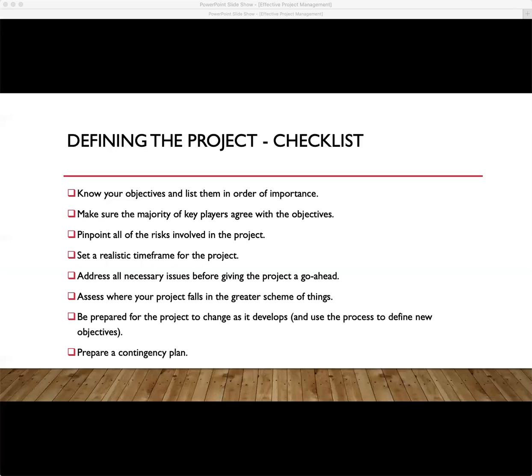Now, the fun part, the checklist. On your checklist, you should be able to, as you go through your project, check off each one of these. Know your objectives and list them in the order of importance. Check. Make sure the majority of key players agree with the objectives. Check. Pinpoint all of the risks involved in the project and set a realistic time frame for the project.